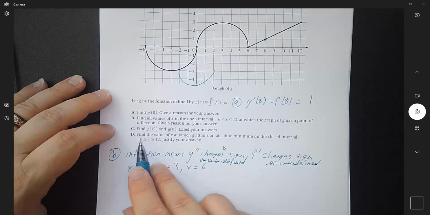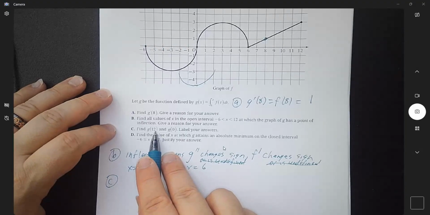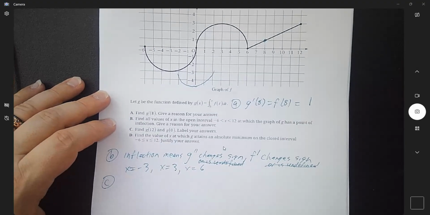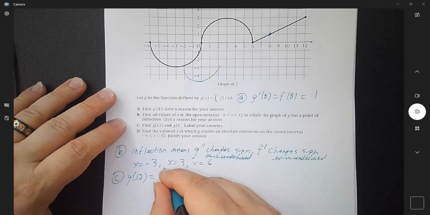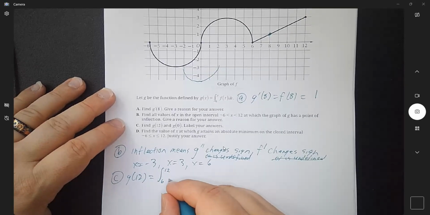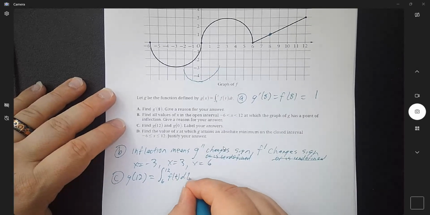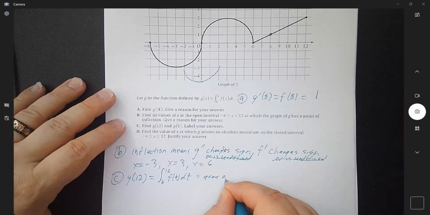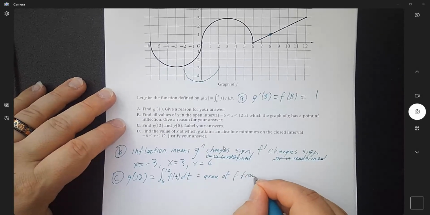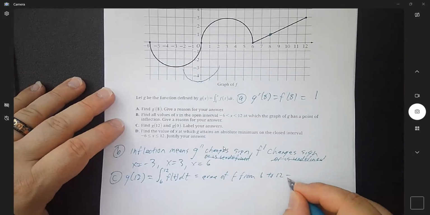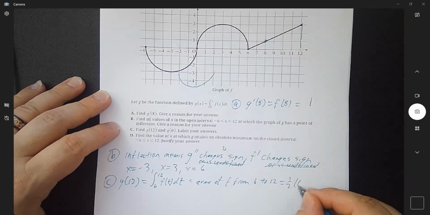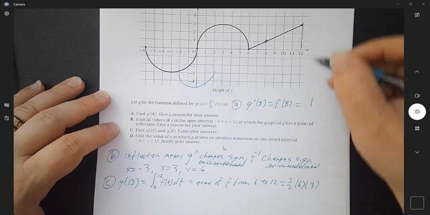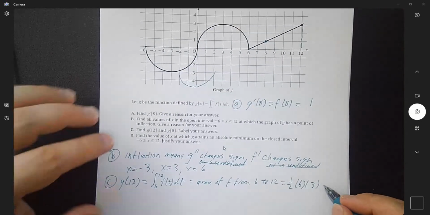Okay, C. Find g at 12 and g at 0. Label your answers. Okay, so g at 12 is the integral from 6 to 12 of f of t dt. So that's the area of f from 6 to 12. That's going to be 1/2 times the base of 6 times the height of 3. Okay, and that's going to be 9.